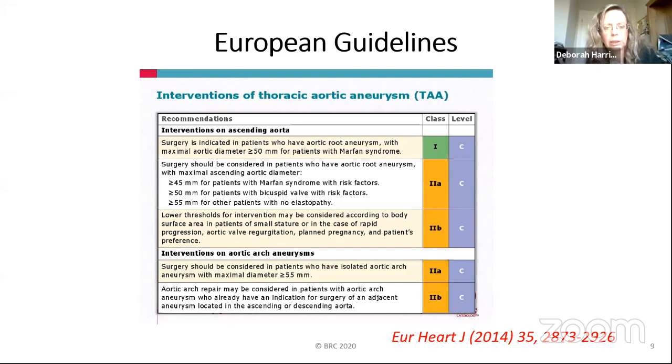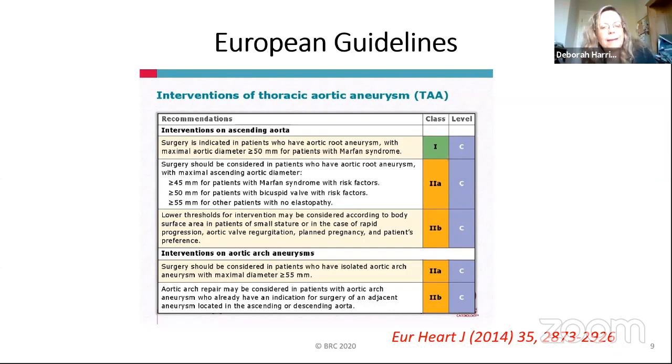And if we look at the European guidelines, they agree that there is a class 1 indication for surgery in patients with Marfan syndrome at 50 millimetres, so 5 centimetres. For patients with additional risk factors, it is reasonable to operate on Marfan's patients at 45 millimetres and on bicuspid patients at 50 millimetres. For patients with no additional risk factors and no aortopathy, it's reasonable to continue with the 55 millimetre threshold. And so we're just going to talk a bit about what these additional risk factors are.